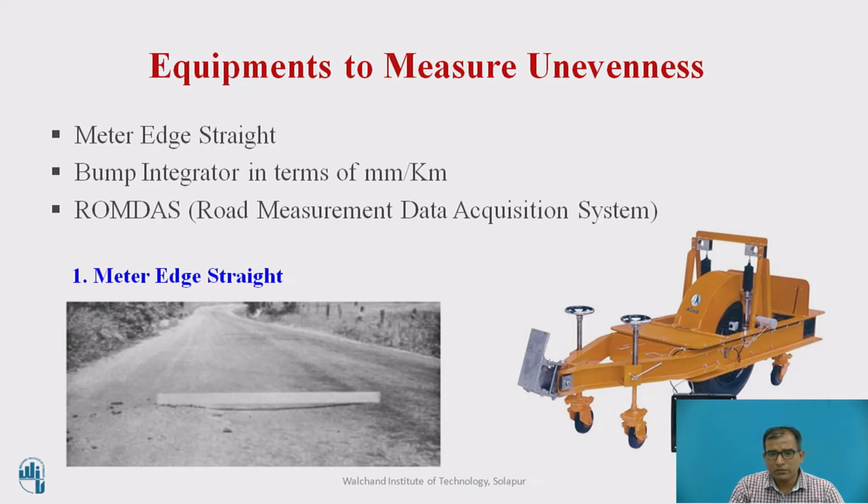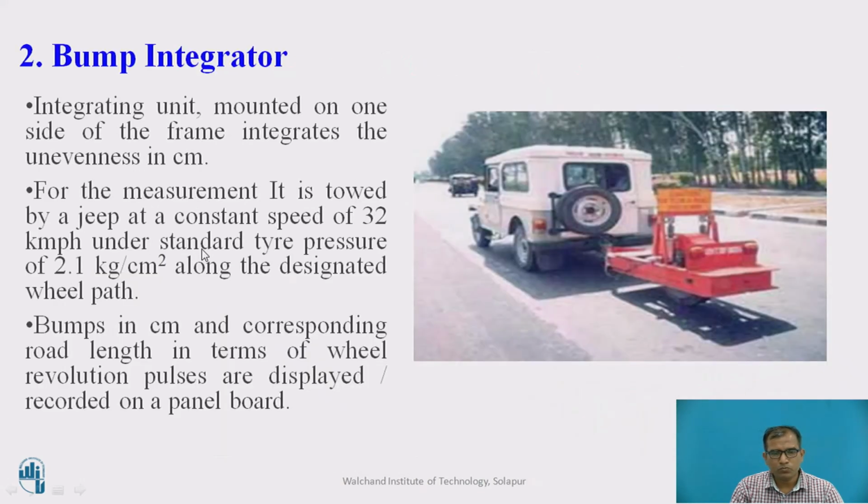It measures the unevenness per kilometer. It is also called a towing vehicle. We tow this vehicle with a four-wheeler and measure the unevenness along the road surface. And another one, we use the ROMDAS also, that is the Road Measurement Data Acquisition System. Nowadays, we are using the network survey vehicle to measure all the road condition parameters. So these are the simple specifications we are carrying out.